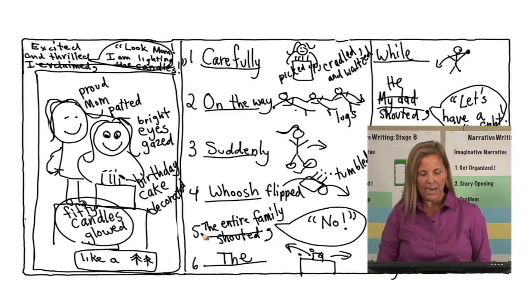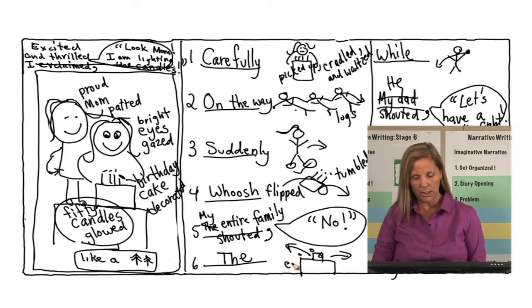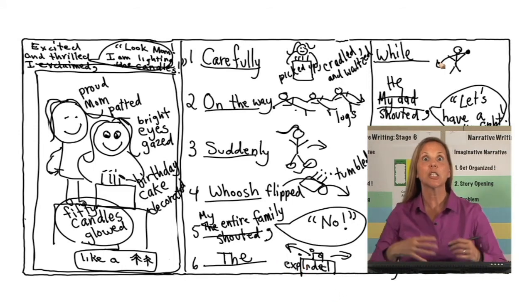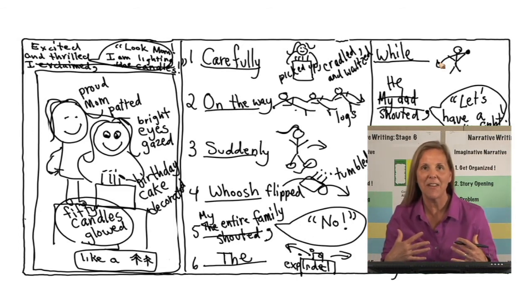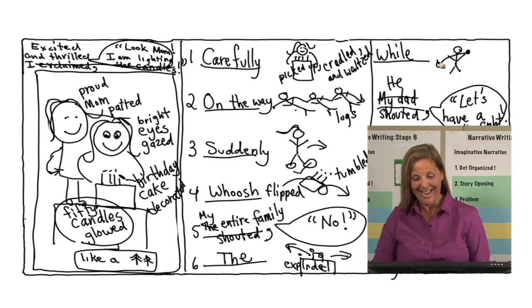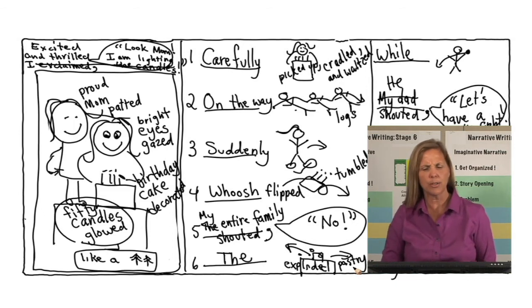Love it. My entire family shouted, the entire family, or I think I'll put my here instead. My entire family shouted, "No!" The cake exploded on the table. So we're going to write exploded. The cake exploded when it landed on the table, covering my family with pastry. That's good. I'm going to write the word pastry there just so that I don't forget that. So notice I'm just writing keywords.